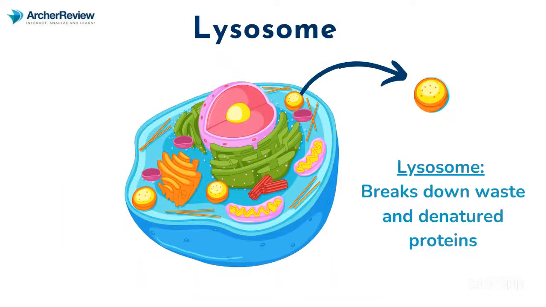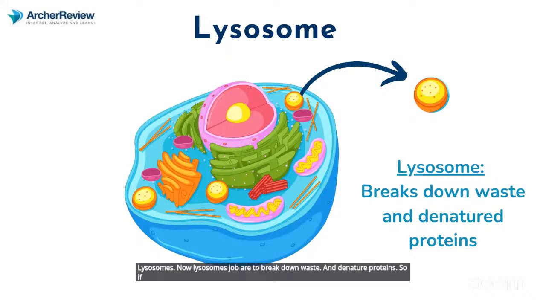Lysosomes. Now, lysosomes' job are to break down waste and denature proteins. So if you remember earlier when I said that enzymes will denature if they're in the wrong temperature or the wrong pH, well, if they denature, they're going to be sent to lysosomes, and lysosomes will work to break them down so that they can be expelled as waste.